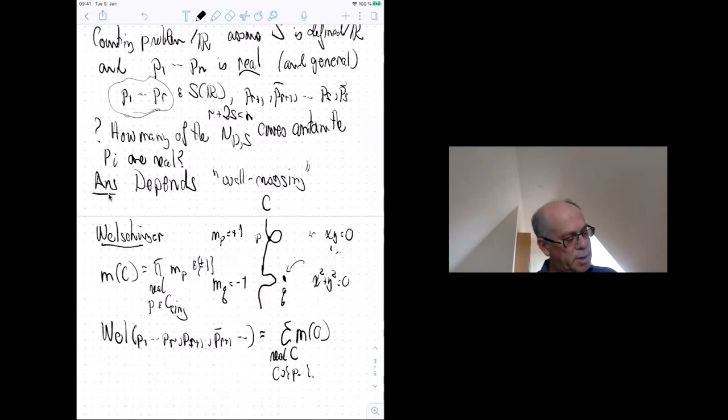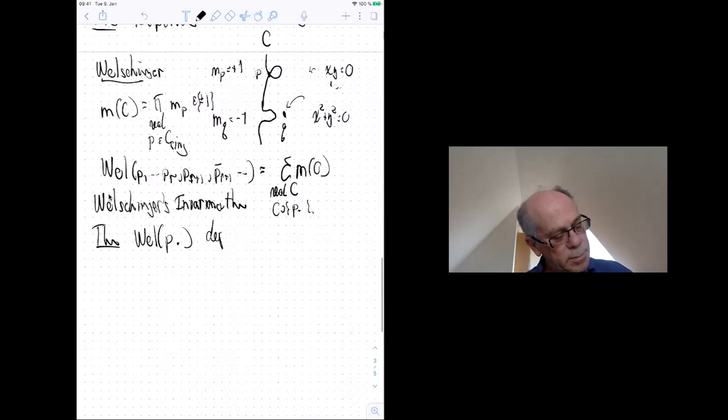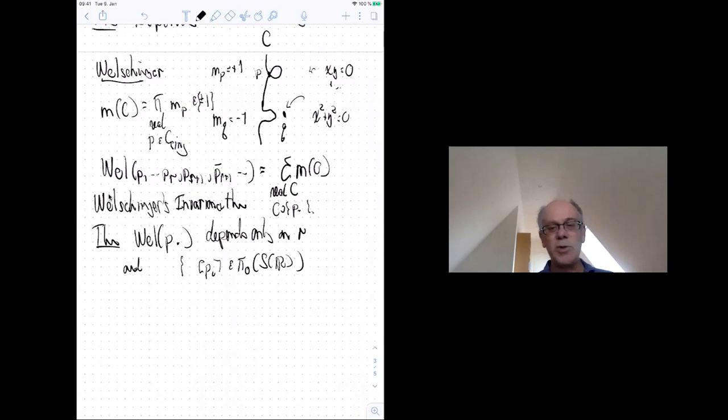Okay, and what he showed, Welschinger's invariance theorem, states the following: this number, let me just abbreviate this P dot, depends only on the number of real points and the collection of classes of the real points, telling you which component it is in pi naught of S of R. Well, of course, since a real rational curve has connected real points, two points have to be in the same component. So it's just really telling you which connected component of S they're all in. If two of them are in different components, then this number has to, of course, be zero. There aren't any curves.